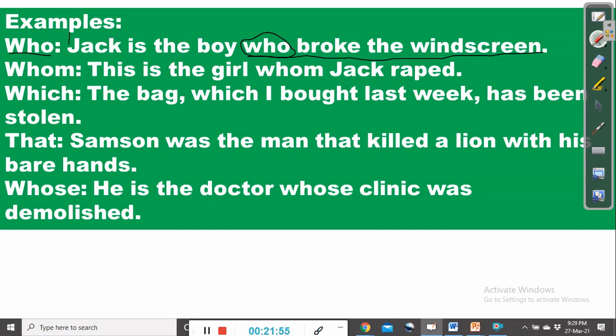Now, let's attempt to analyze this sentence. Let me show you exactly what I mean by this. Let's break the sentence into its components called the elements. Jack is the subject of this sentence. Is is the verb, while the boy who broke the windscreen is the complement. So here we have a sentence that has the SVC structure.